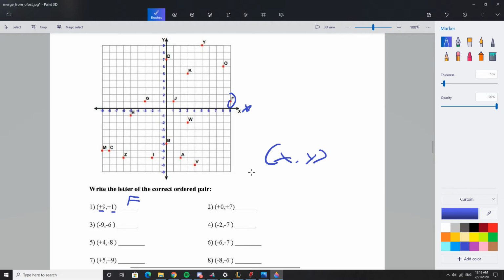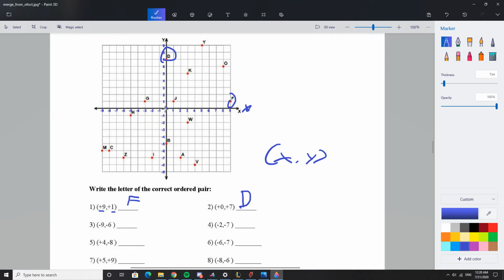Second one, you have 0 and you have 7, which means you would not move on the x-axis, so you'd stay at the origin, and then you would go up 7, and that would leave you at D. Just write it down.